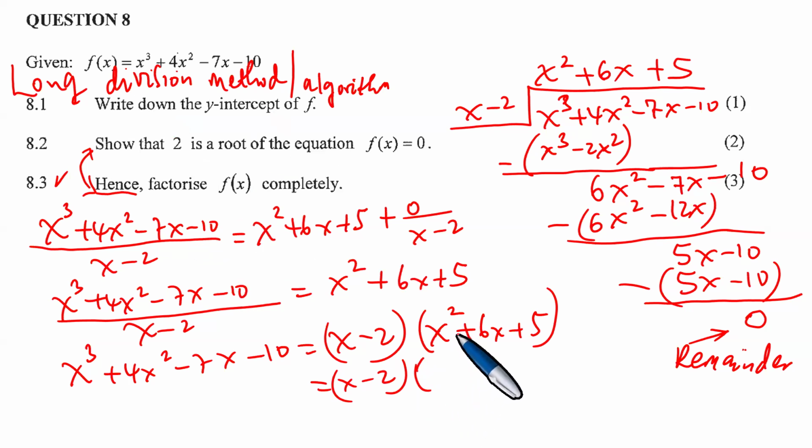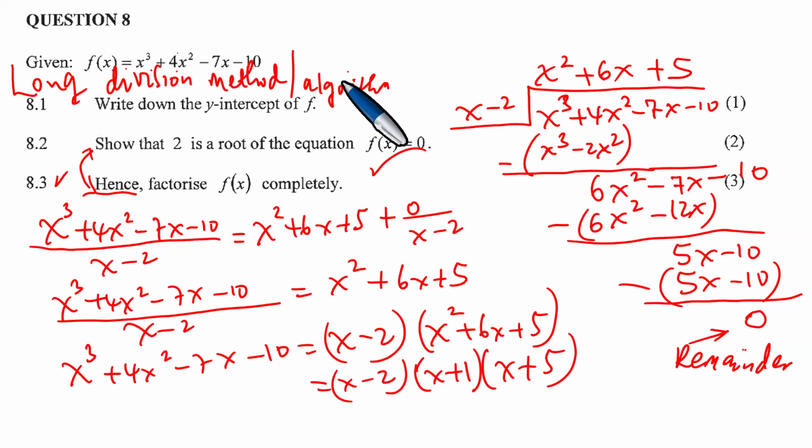So what are the factors of x squared plus 6x plus 5? The factors are clearly x plus 1 and x plus 5, like so. Remember they said factorize f of x completely, and this is the factorization of that. f of x has been factorized completely, in its entirety. So take note of that.